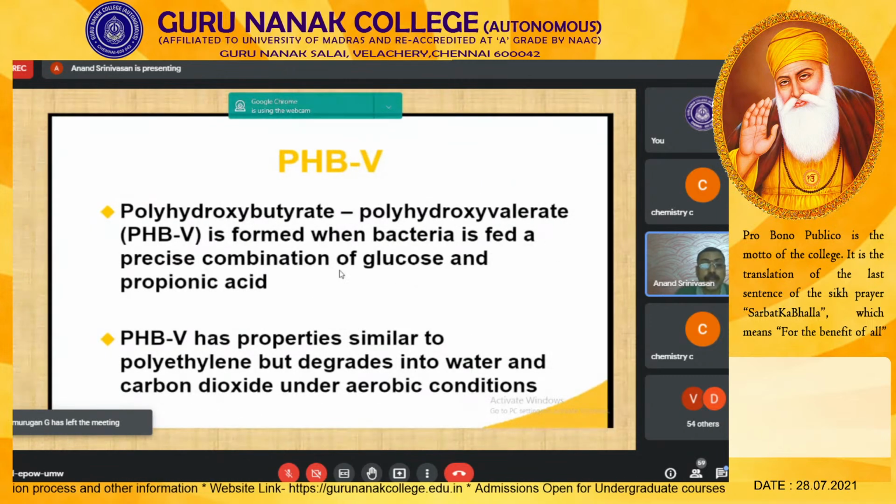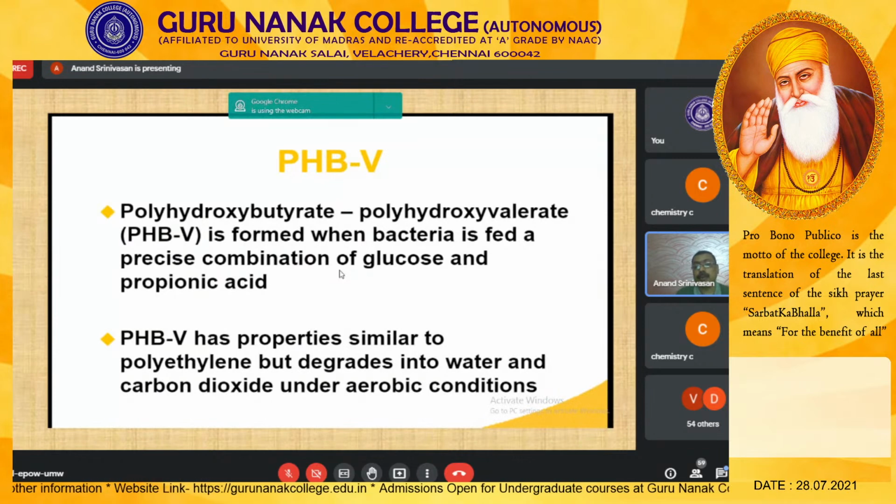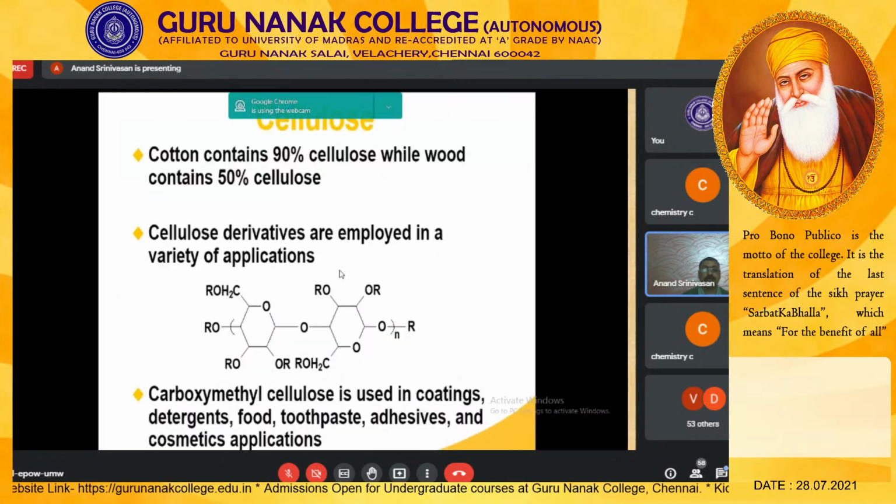Then you have polyhydroxybutyrate and polyhydroxyvalerate. It is formed when bacteria are fed a precise combination of glucose. So again, it's a bacterial synthesis. So you can try to get this polymer from bacteria and then use them accordingly. It degrades into water and carbon dioxide under aerobic conditions. Since it undergoes degradation, it can be used as a biodegradable polymer for certain applications.